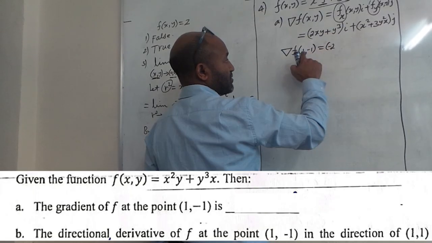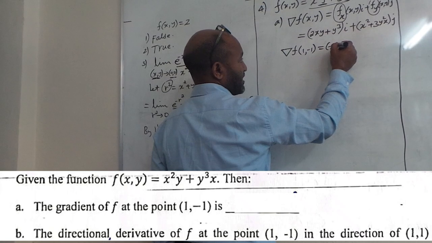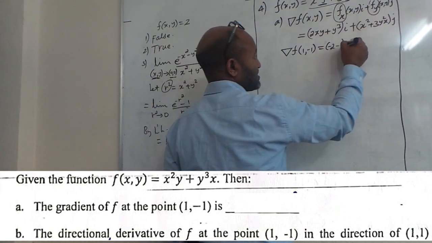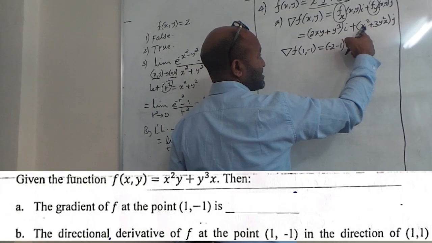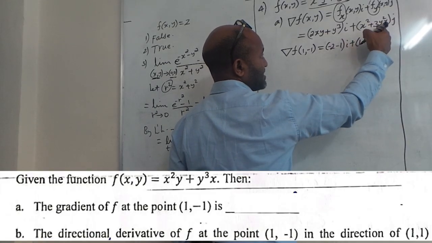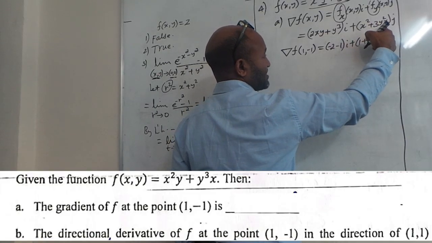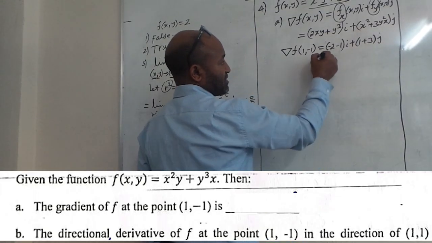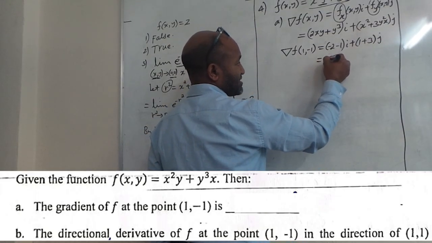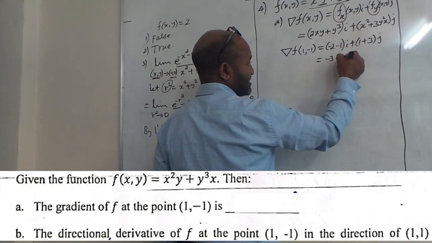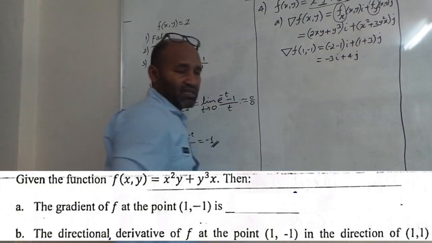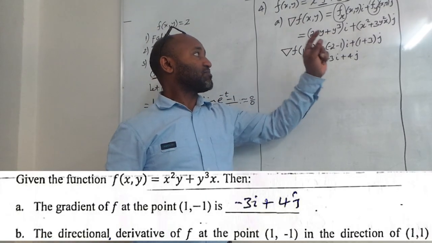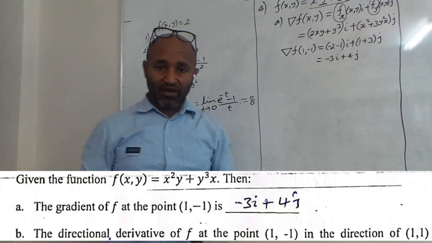Minus 2 minus 1 minus 1, so minus 1 cubed minus 1 in the i direction, plus x times 1 is 1, plus 3 times (-1) squared times 1, so it becomes 3 in the j direction. This is equal to -3i plus 4j. This is the gradient of the function f at the point (1, -1).